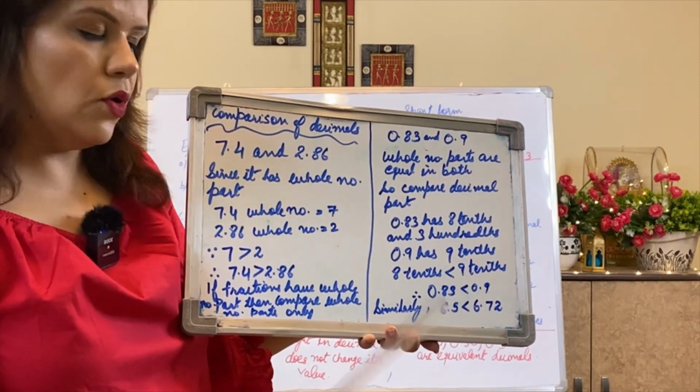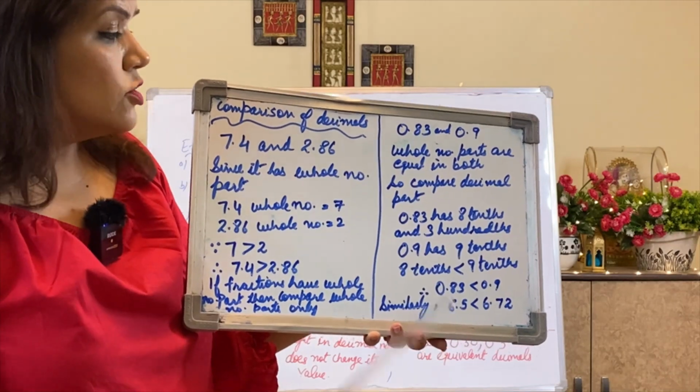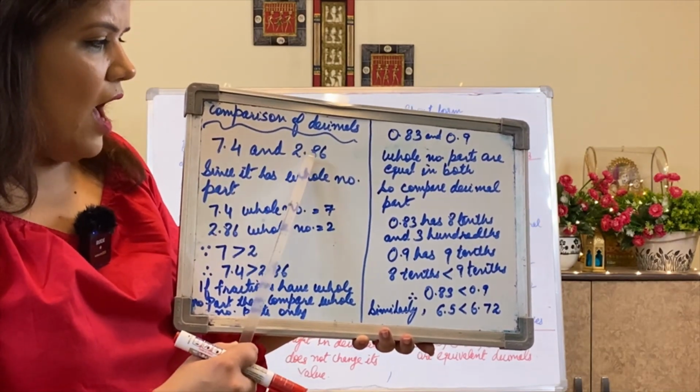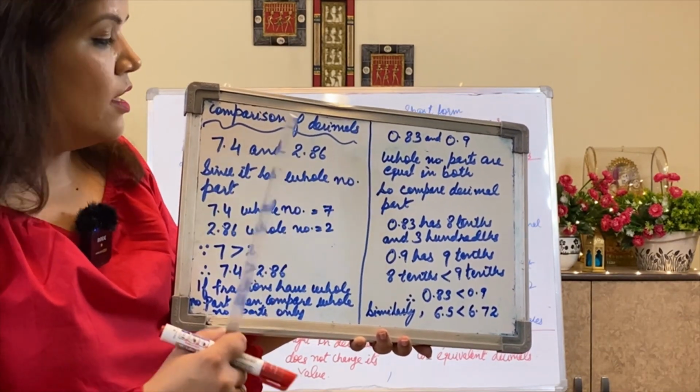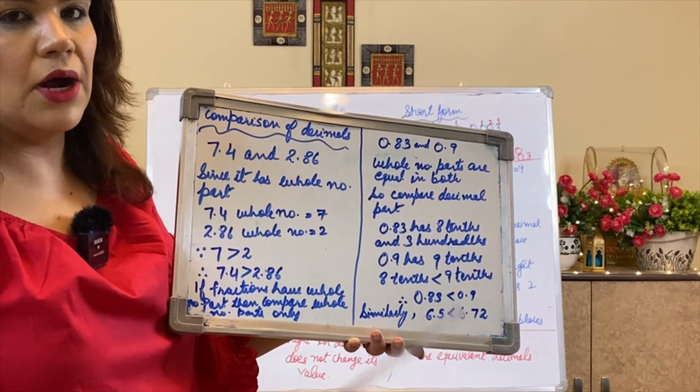2.86, which is the whole part. 2 is the whole part. 0.86 is a decimal part. So in both the cases we have been given whole number part. When we have been given whole number part, first of all we will compare the whole number part only.